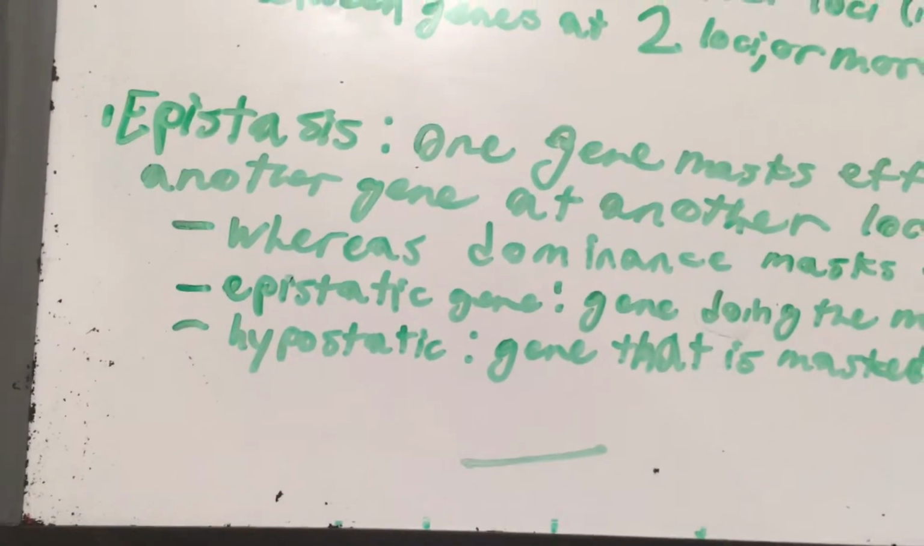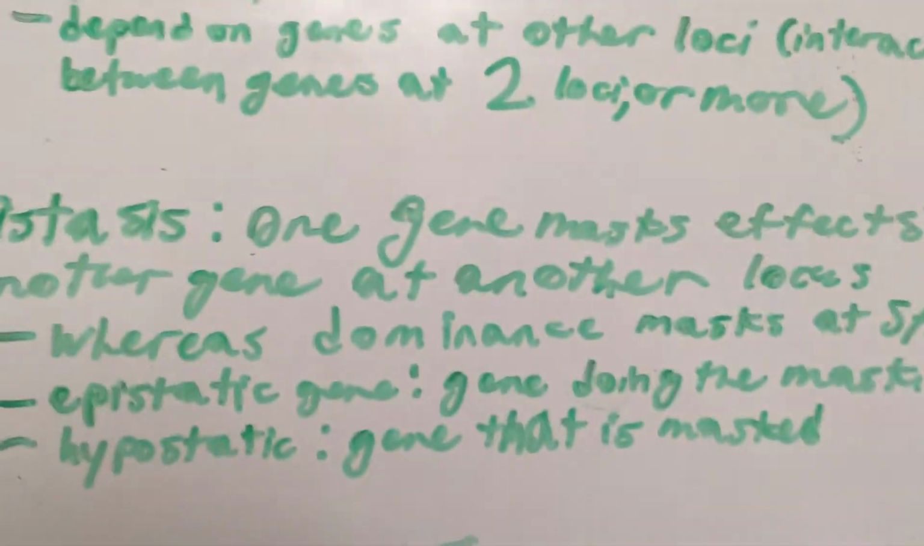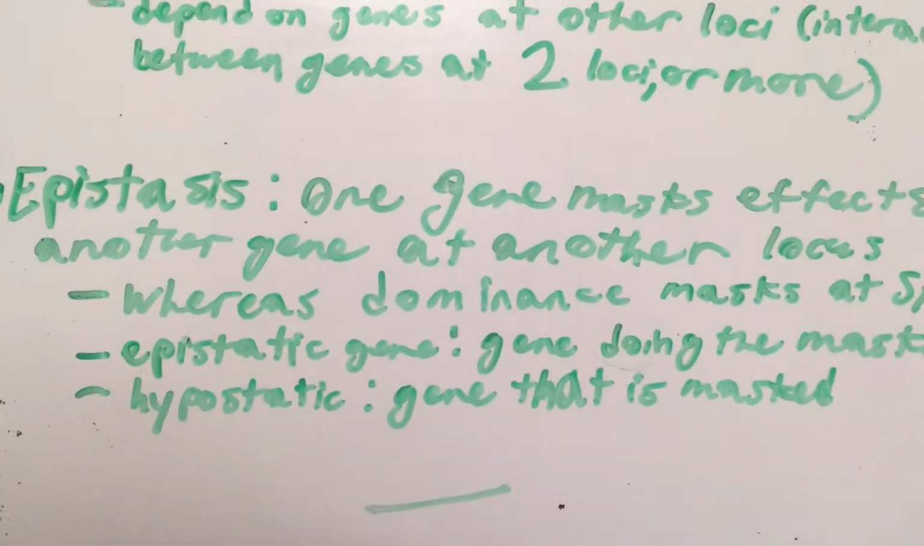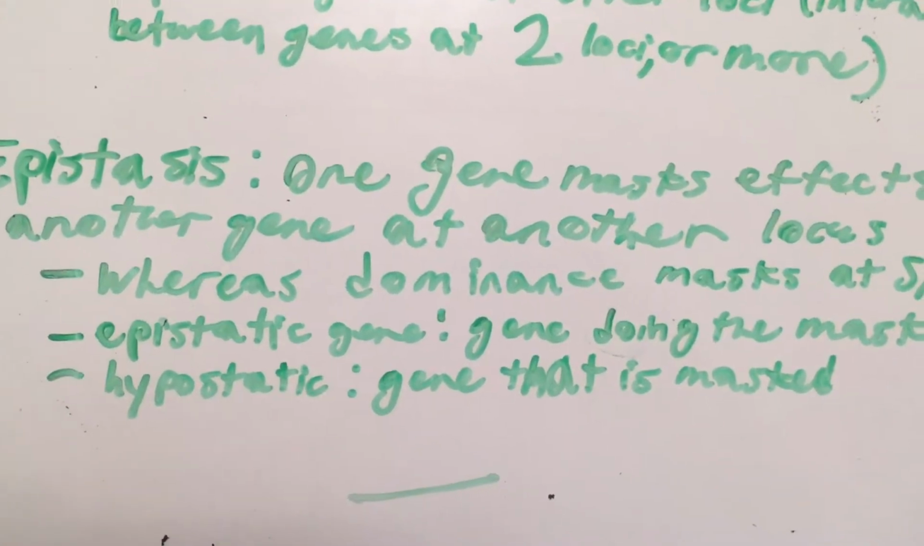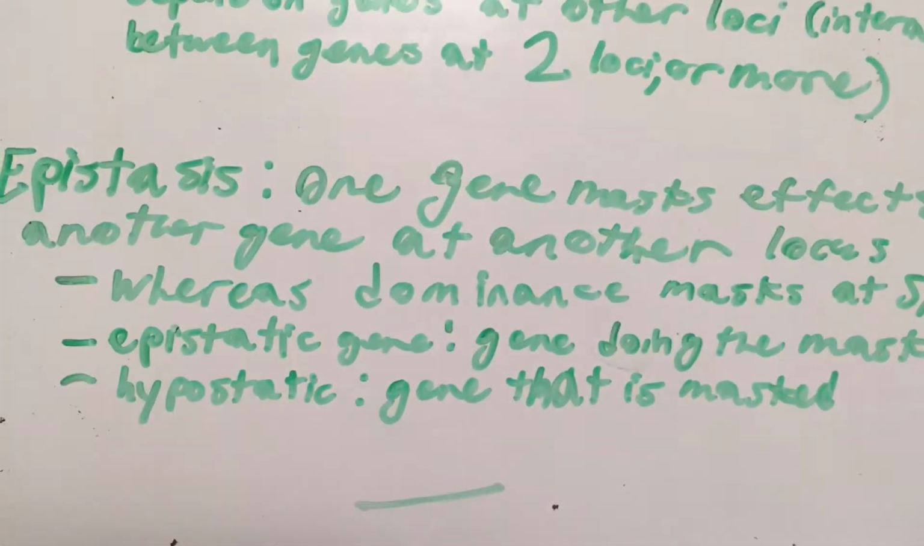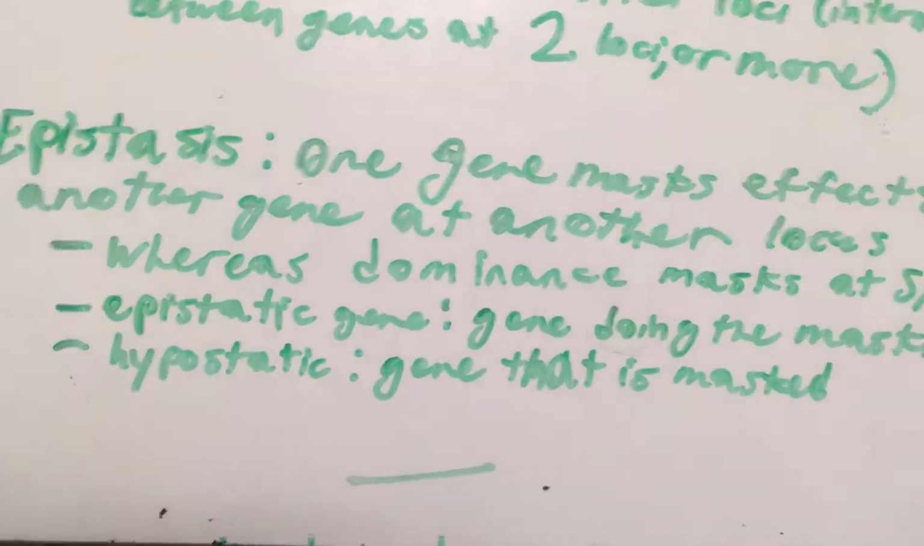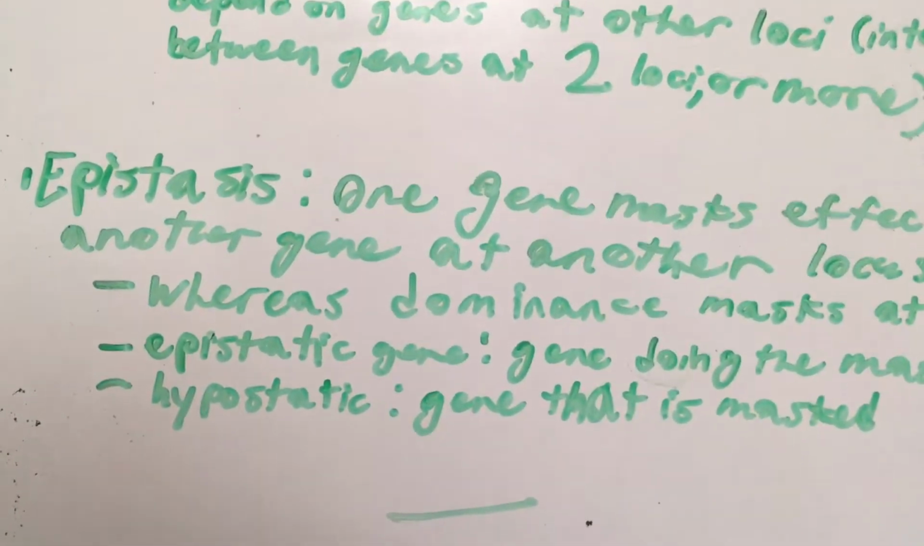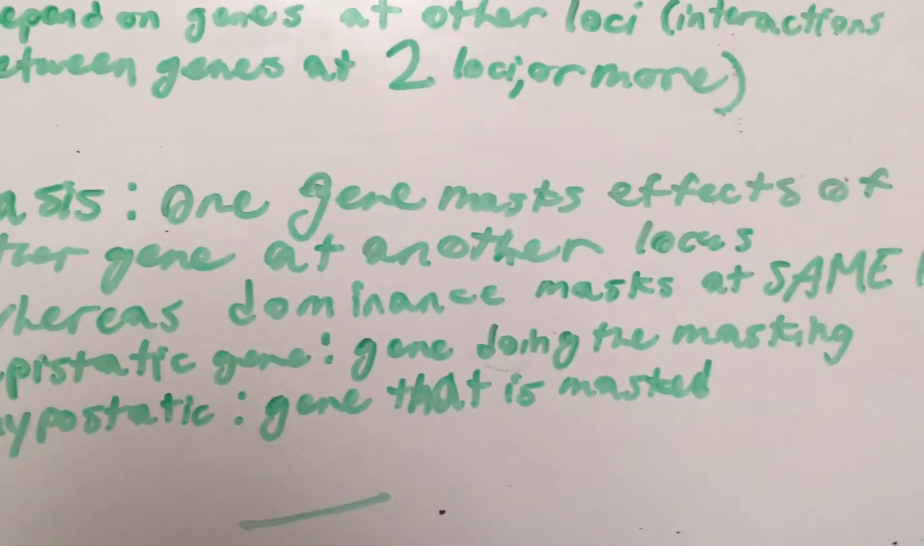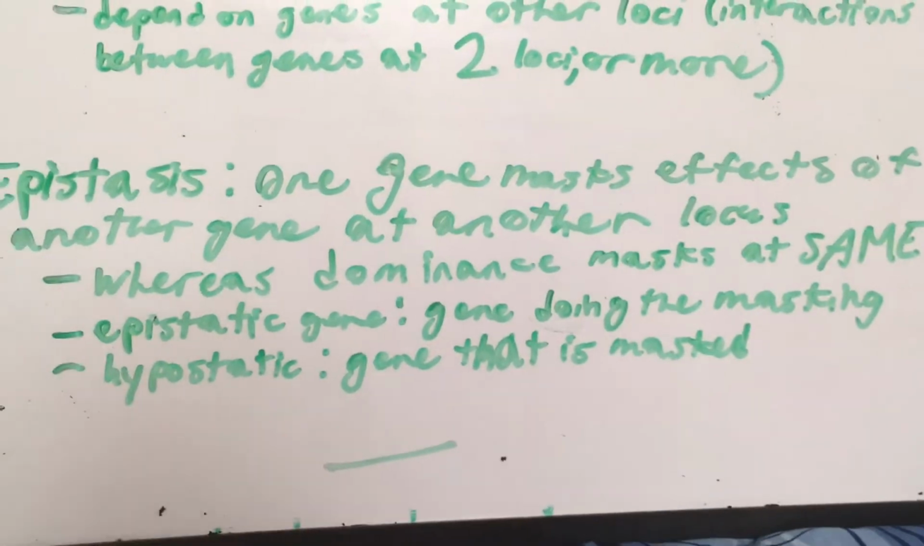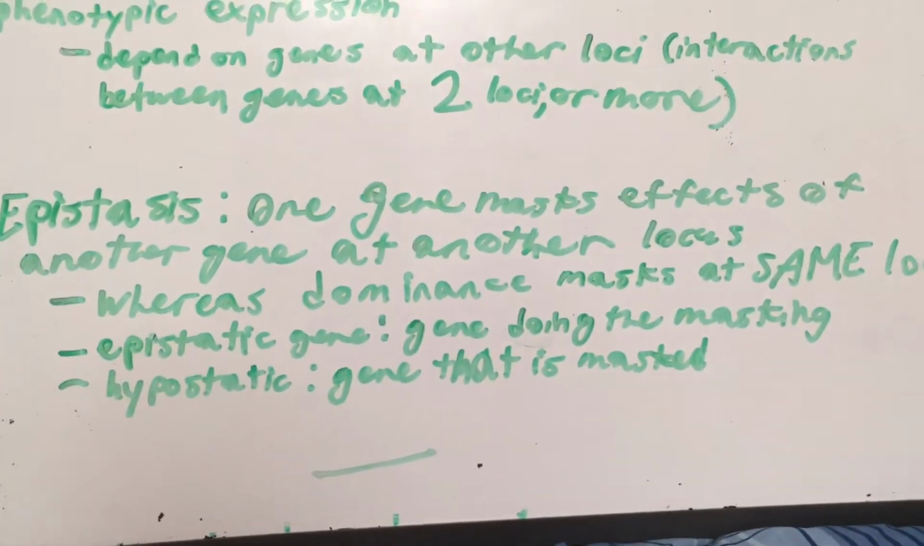Now here's another fun term, epistasis. Epistasis is a kind of simple concept. A lot of people get freaked out about it because later it gets a little bit more complicated with all the different types of epistasis. But epistasis is generally when one gene masks the effect of another gene at another locus.